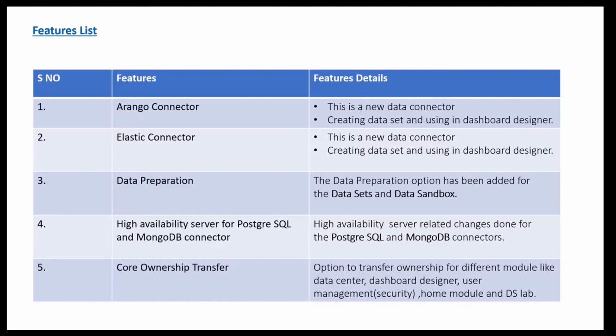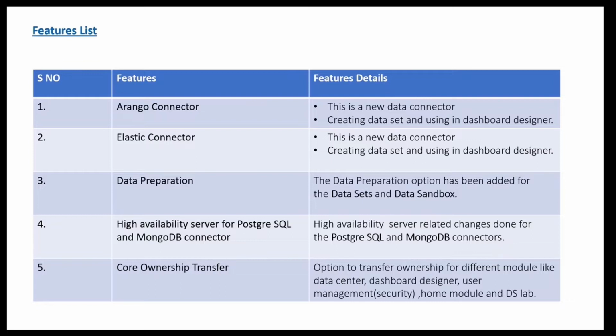Let's start with the features overview. First is the Arango Connector. This is a new data connector. We can create a dataset on this, and that dataset can be used in the dashboard designer for visualization and dashboards. The next is the Elastic Connector. This is also a new data connector. We can create a dataset on this. That dataset can be used in the dashboard designer for visualization.